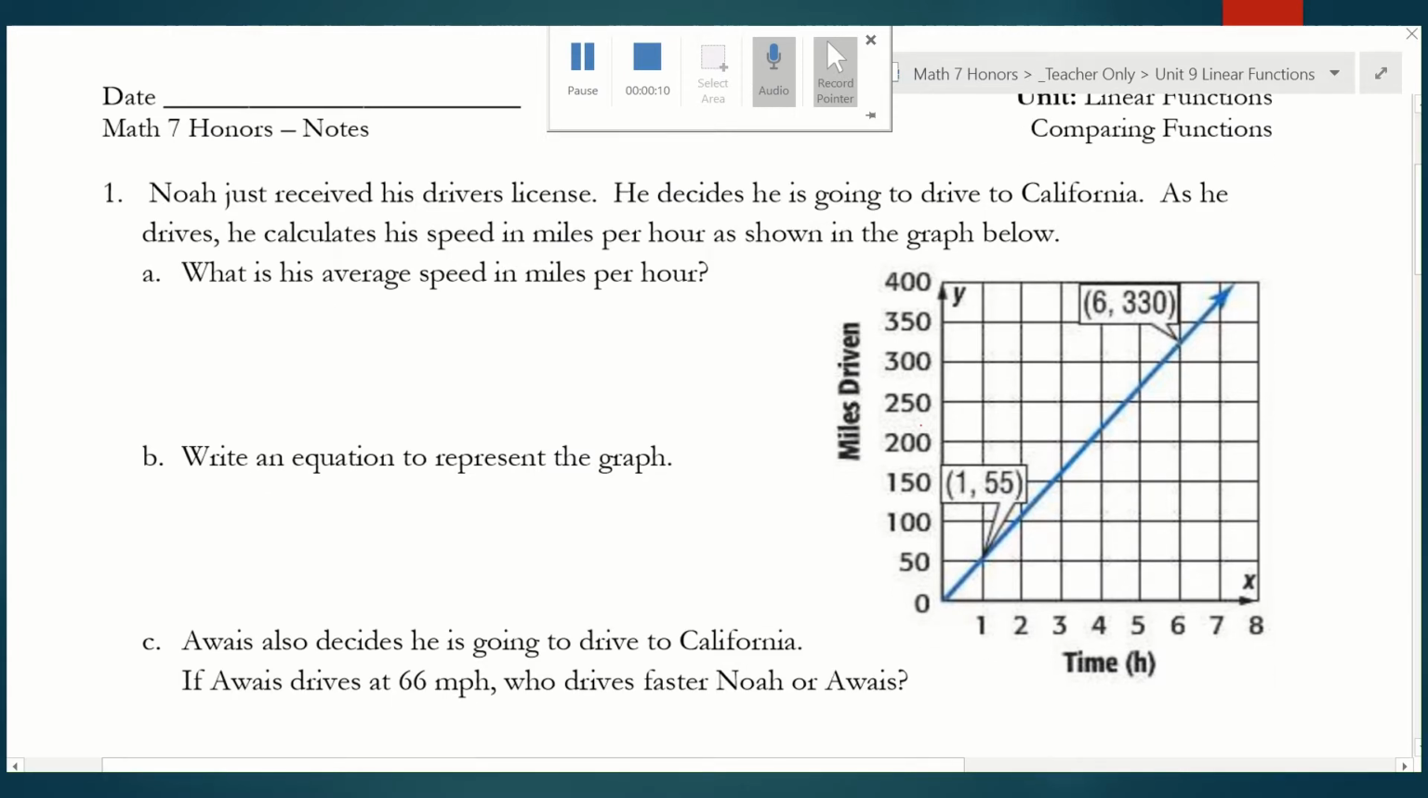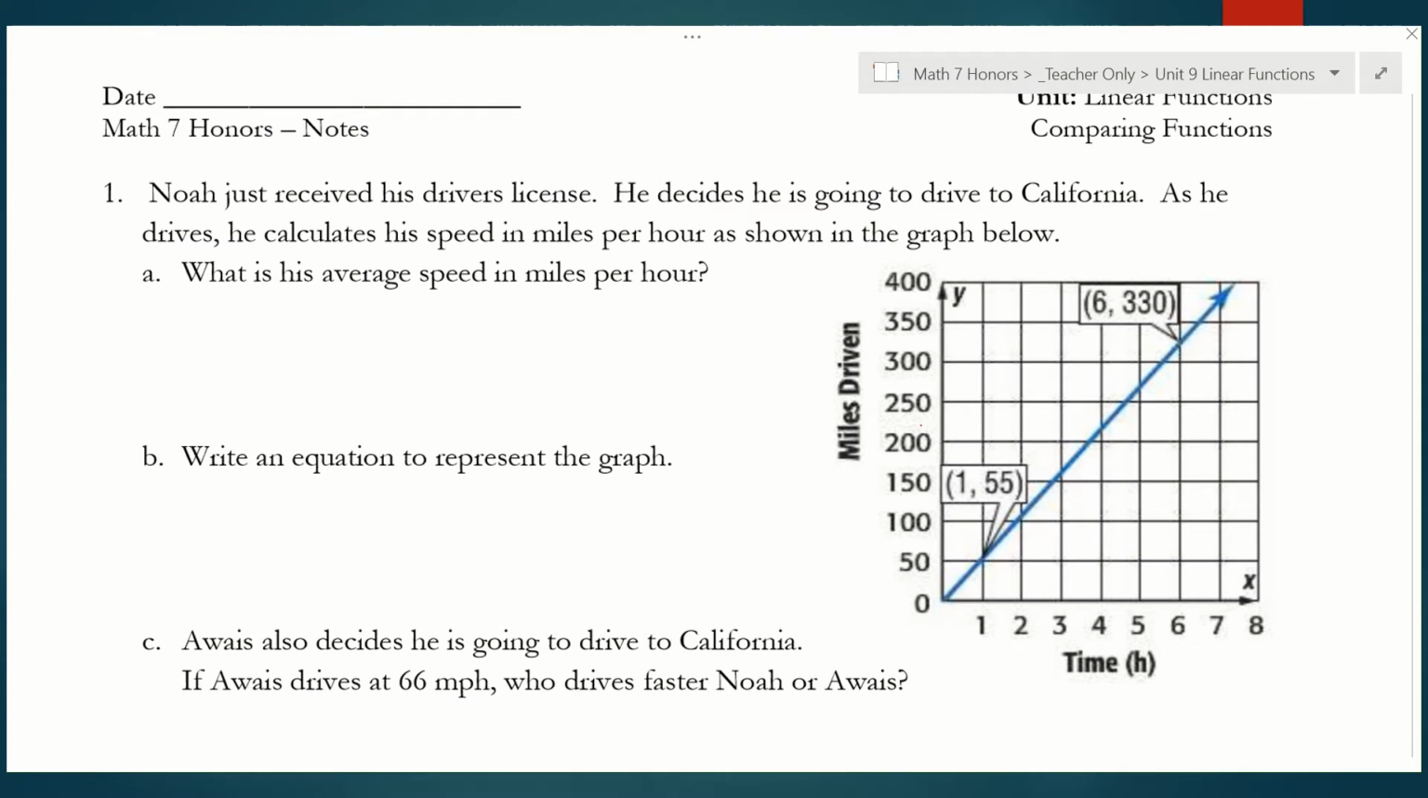So example 1 says, Noah just received his driver's license. He decides he is going to drive to California. As he drives, he calculates his speed in miles per hour as shown in the graph below. A, what is his average speed in miles per hour?